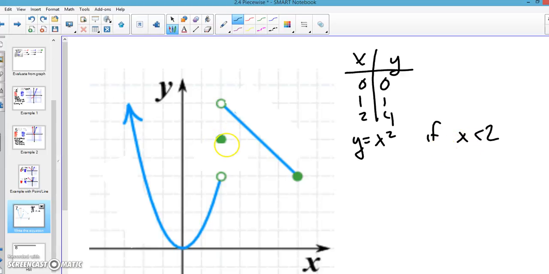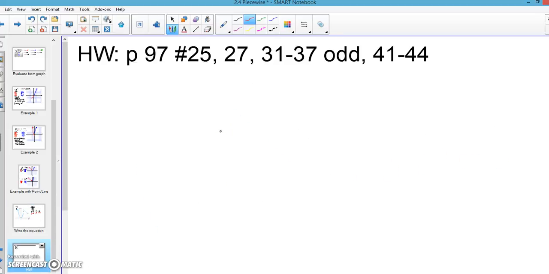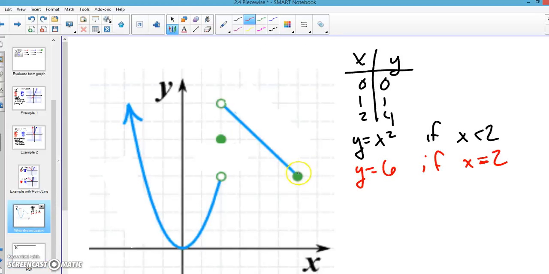This single point right here in the middle has a value of y equals 6 if x equals 2. So in the reverse of the second to last one we just did, where I have just a single point. And then this last one, that is incorrect, don't pay attention to that.